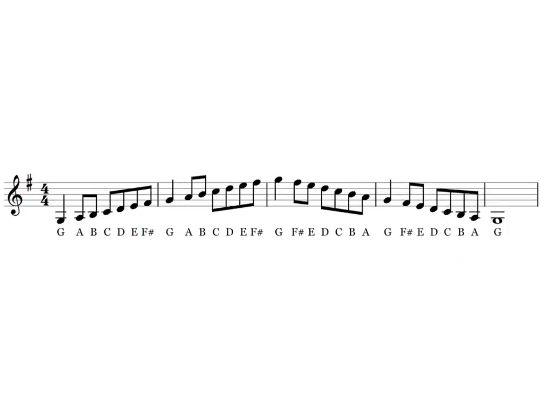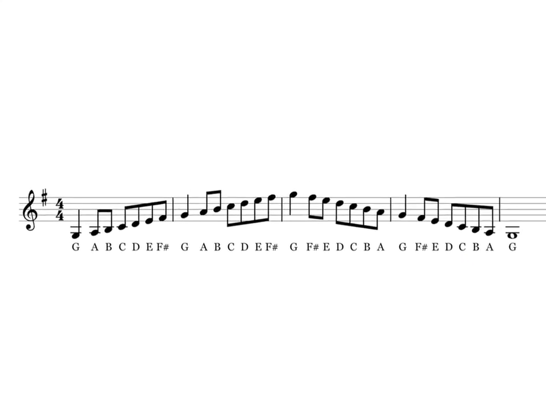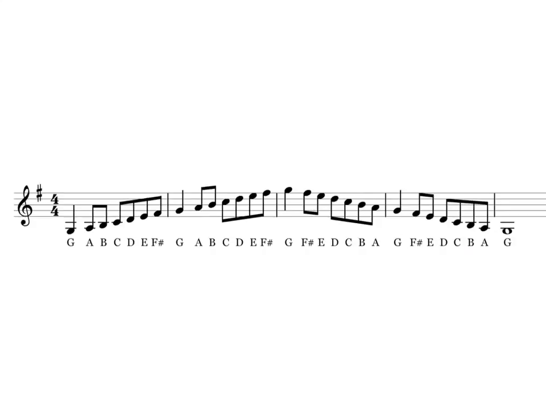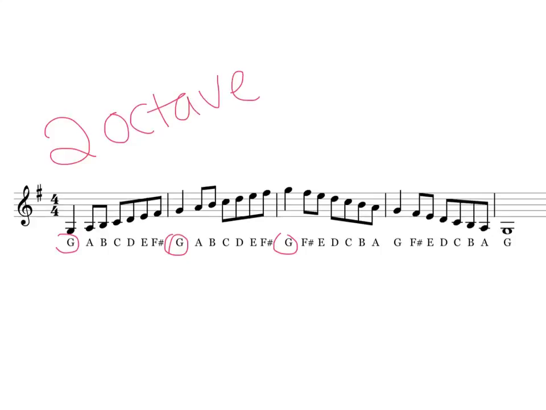Now, some of the major scales we're going to learn, instead of just going up to the same letter once, you're actually going to go up twice. This is called a 2-octave major scale. So you get up to G once, and then you keep going up to the next G, from the 6th string G to the 3rd string G, all the way to the 1st string G, and back down.